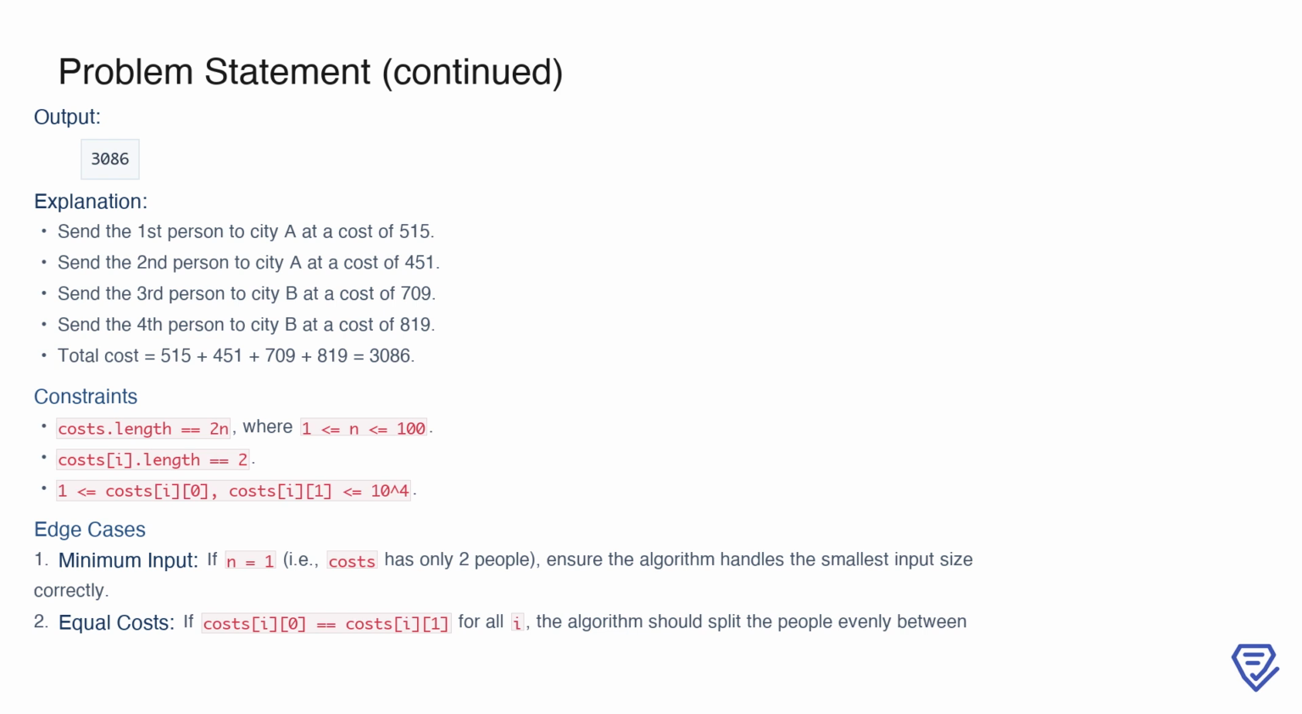If the input costs are [[515,563],[451,713],[537,709],[343,819]], the optimal solution is to send the first person to city A for 515, the second person to city A for 451, the third person to city B for 709, and the fourth person to city B for 819. The total cost in this case is 515 plus 451 plus 709 plus 819, which equals 2494. This demonstrates how the minimum cost can be achieved by balancing the assignments while considering the individual costs for each person.